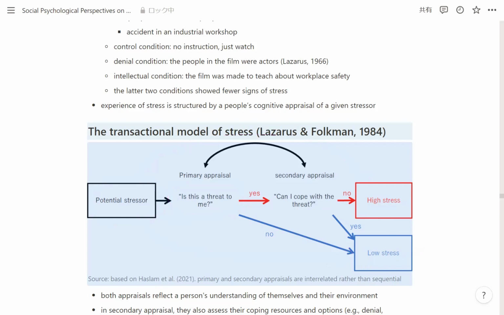The word transactional means that the experience of stress and people's cognitive appraisal are a set. So when people perceive the event as a threat, they would experience high stress. If a person perceives the event as not a threat, then people would experience low stress. So the level of stress and the way they appraise the situation are a set.